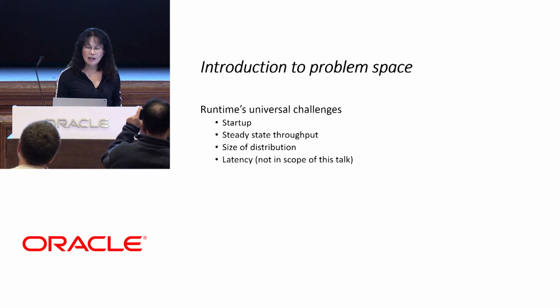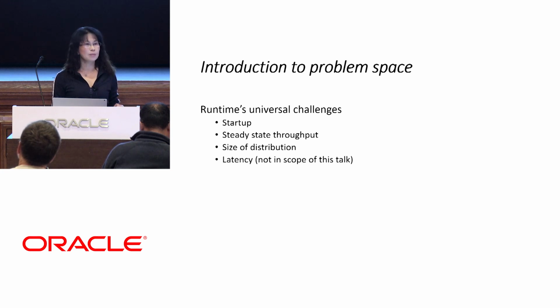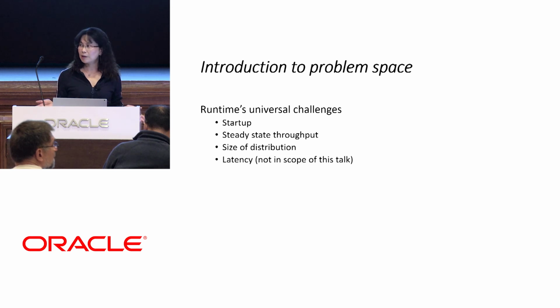So this slide, after Mark's talk, seems redundant. A runtime's universal challenge is always startup, steady state, throughput. He didn't cover size of distribution, but that is actually one of our equations. And latency, people know. And mostly the well-known ones are JIT latency and GC latency. And of course, there are other latencies that could happen, but they are kind of out of the runtime's control, right?